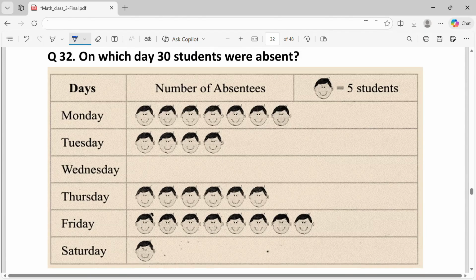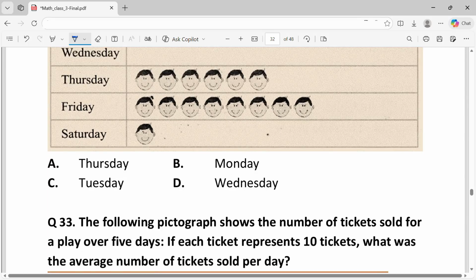Question 32. On which day were 30 students absent? For 30 students to be absent, and the icon represents 5 students, that is 30 divided by 5, that is equal to 6. So we have to find a day with 6 icons, that is Thursday. So the answer is A, Thursday.